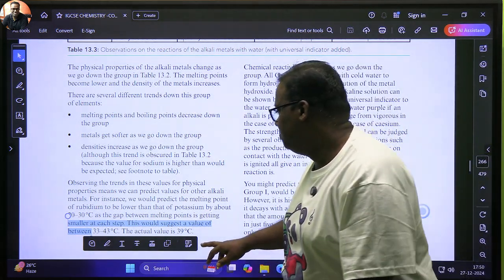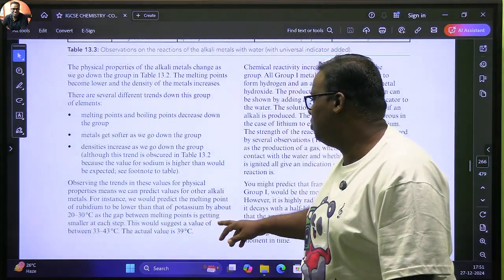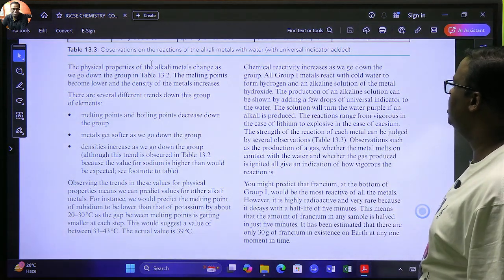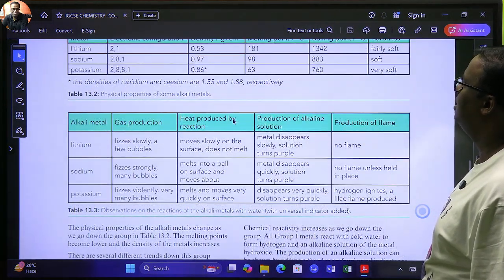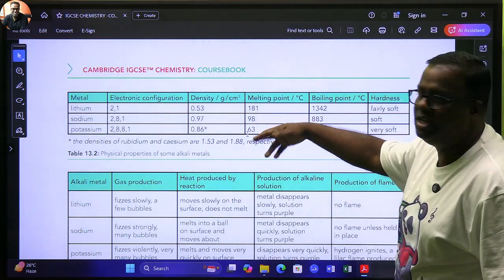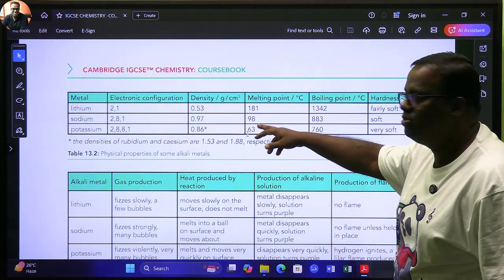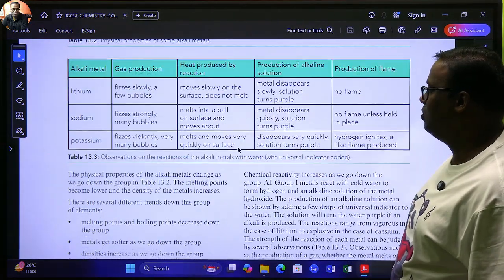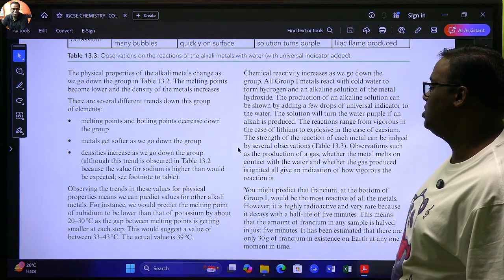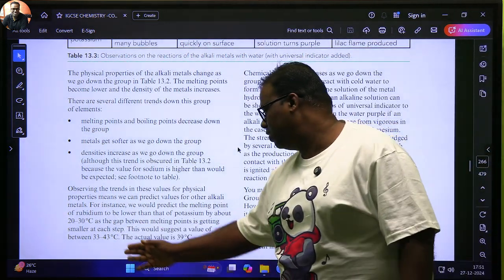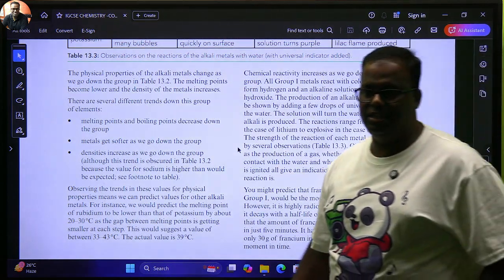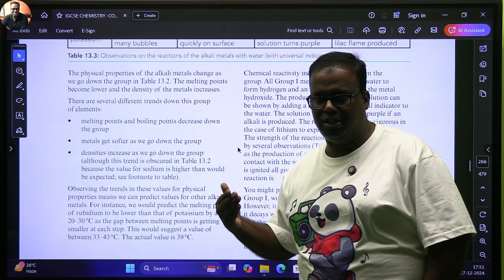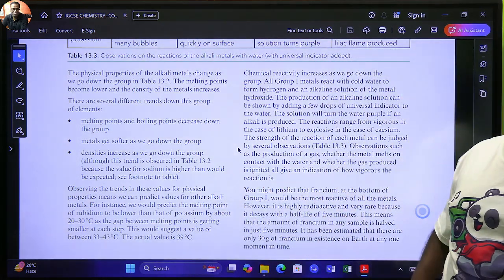The gap between the melting points becomes smaller at each step. Initially the gap is 181, 98, roughly around 90s, and then it is around 60s. Sorry, 30s. So they are expecting it to be less than 30 now. So 20 to 30 would suggest that we would have a value between 33 to 43. The actual value is 39 degrees. So in a group, you can predict certain things. You may not be that accurate, but you will not be that off either.